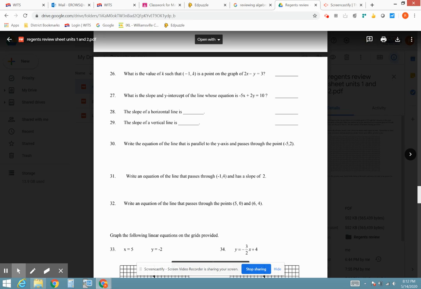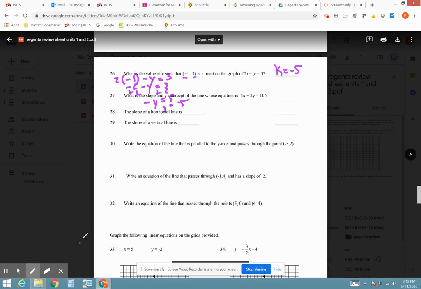Let's see, what is the value of k such that (-1, k) is a point on the graph? Okay, well, you know this is an x value. This is a y value, so plug the x value in for x. Solve for y. We get negative 5, which is really k.